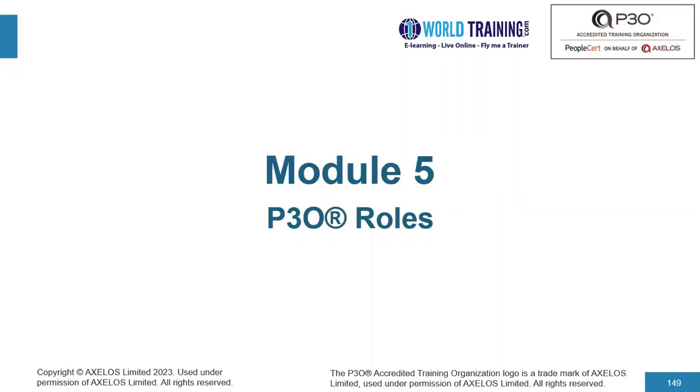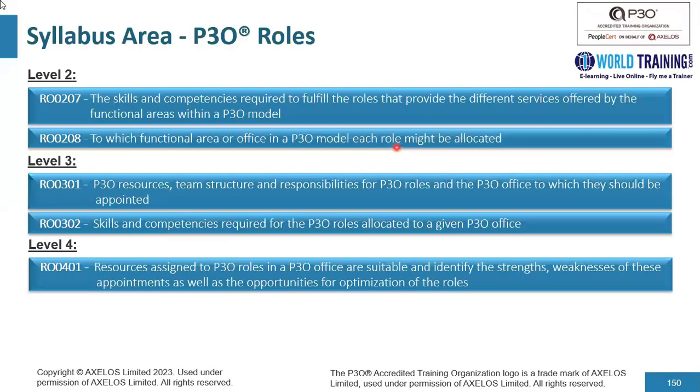Welcome to module number 5, P3O resources. The syllabus area and the various contents under the syllabus areas that we would be looking into would be the following. At level 2, we would be looking into the skills and competencies required to fulfill the roles that provide the different services offered by the functional areas within a P3O model.